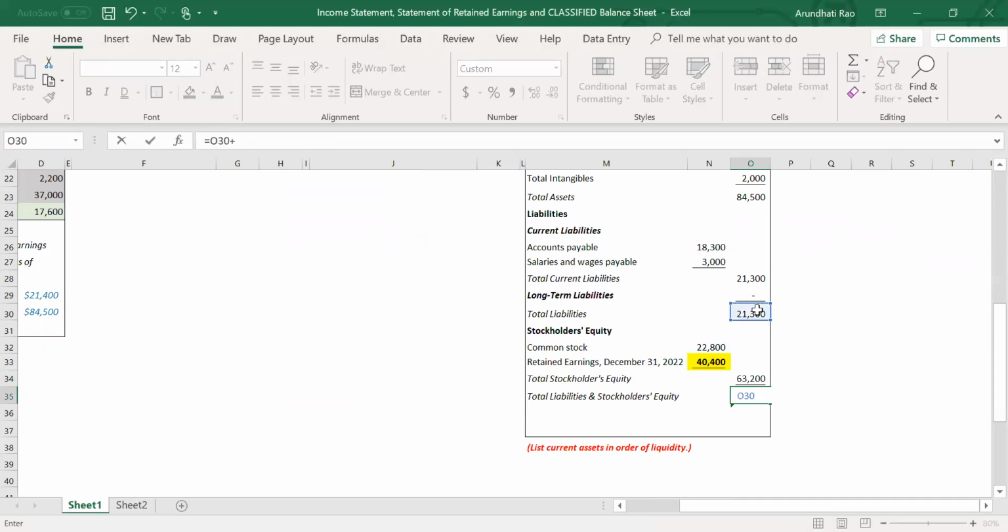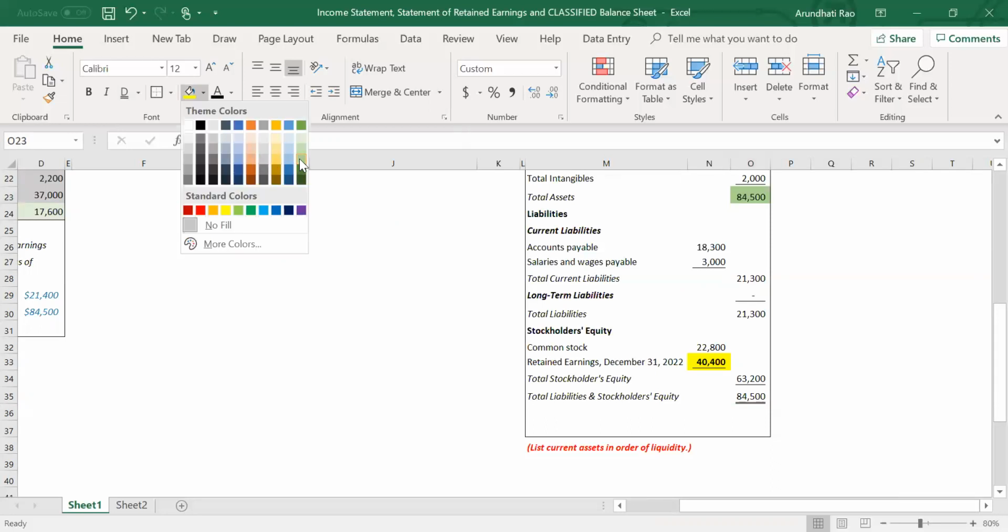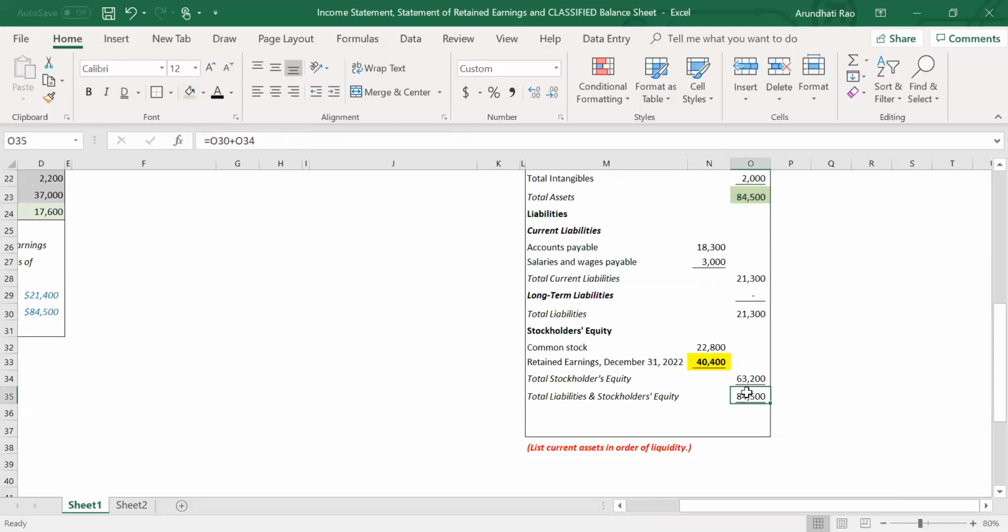Now liabilities plus stockholders' equity will give me hopefully the exact same number that we had over here. And that should be the 84,500, the same number that you had over here. Again, let me try and put this in a different color. Should be this exact same number over here.